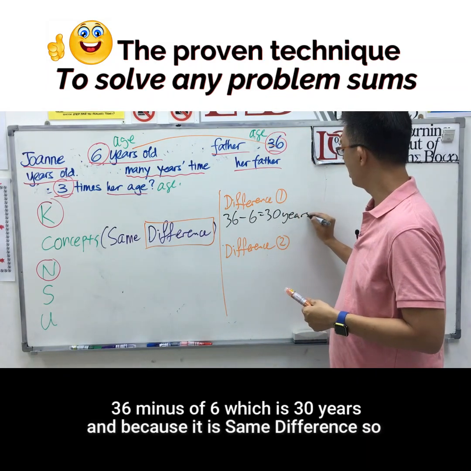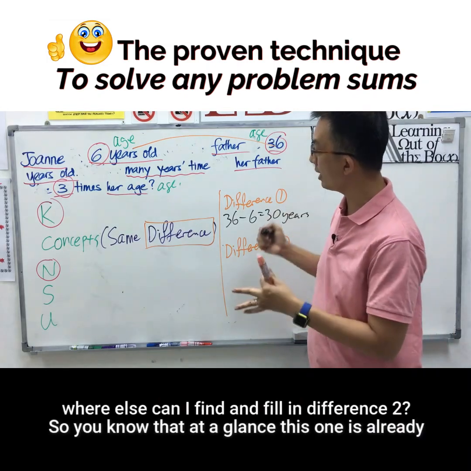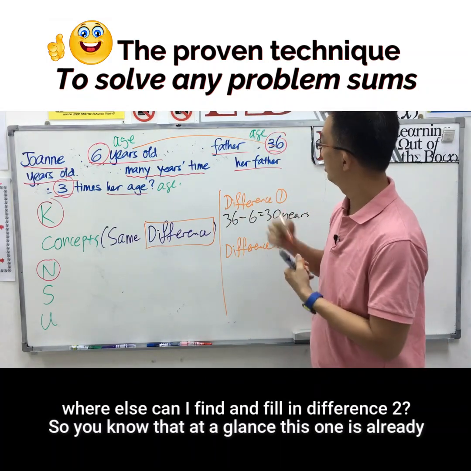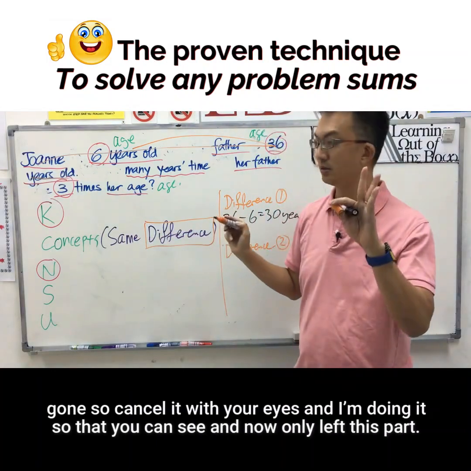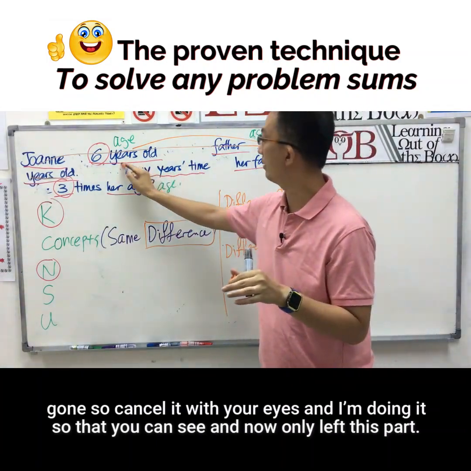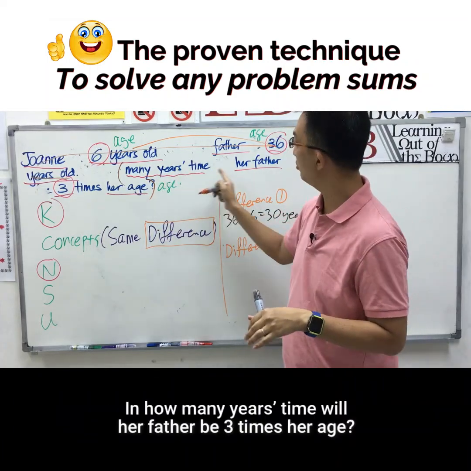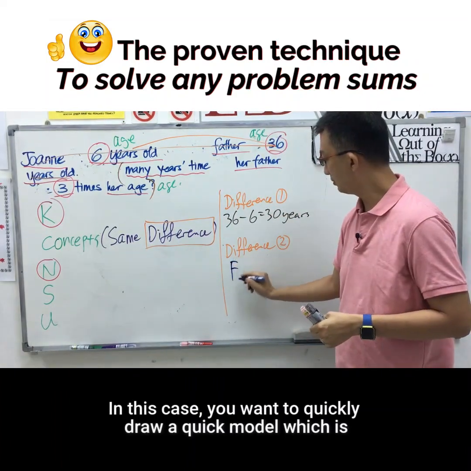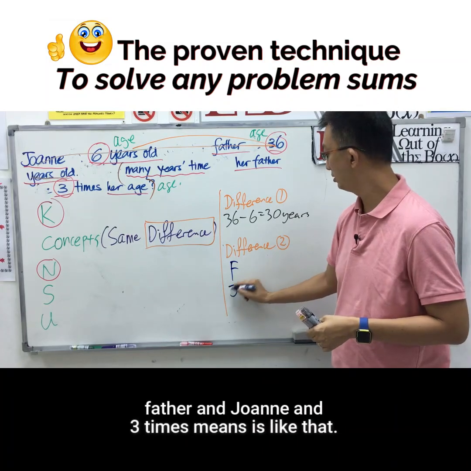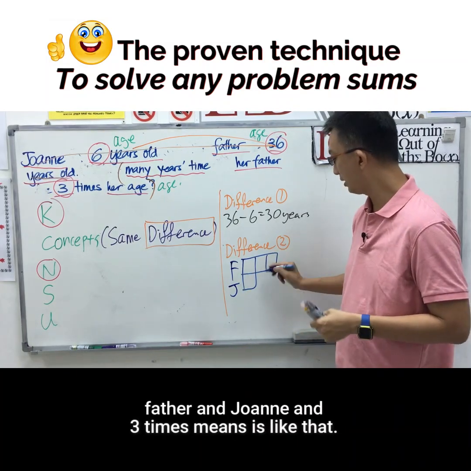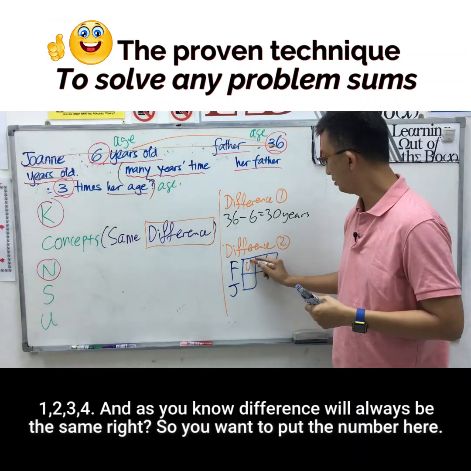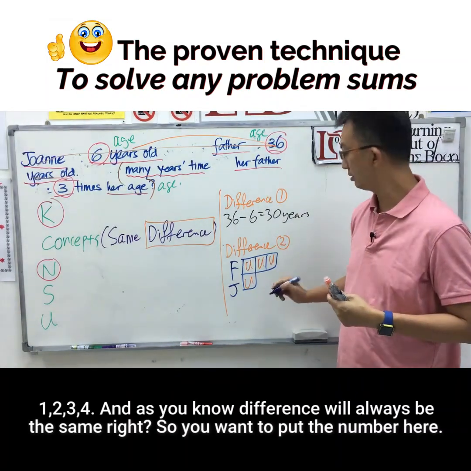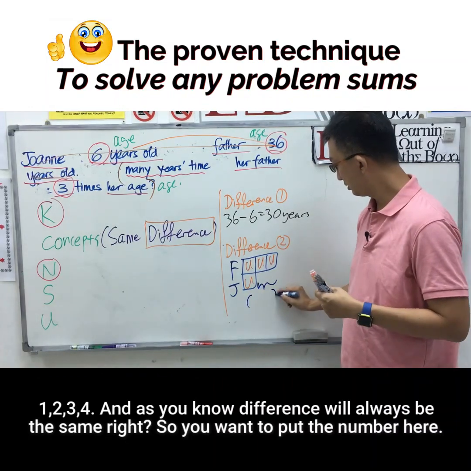All right, 30 years. And then because it's the same difference, where else can I find and fill in difference 2? At a glance, this one is already gone, so cancel it with your eyes. I'm doing it so that you can see. Now only this part is left. In how many years time will her father be 3 times her age? So in this case, you want to quickly draw a quick model, which is father and Joanne. And 3 times means it's like that. 1, 2, 3, 4. And as you know, difference will always be the same, right? So you want to put the number here.